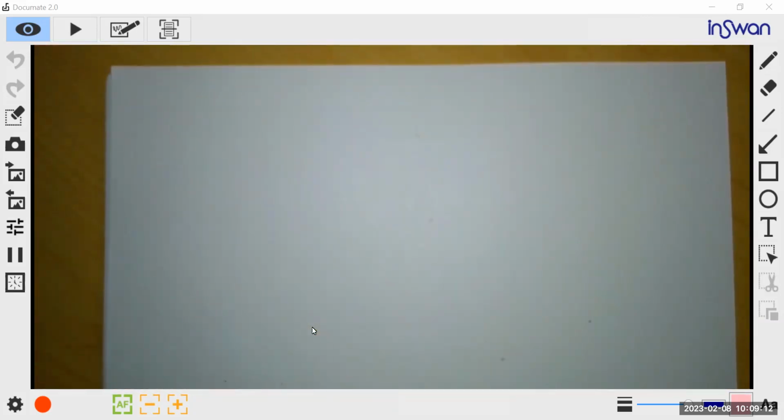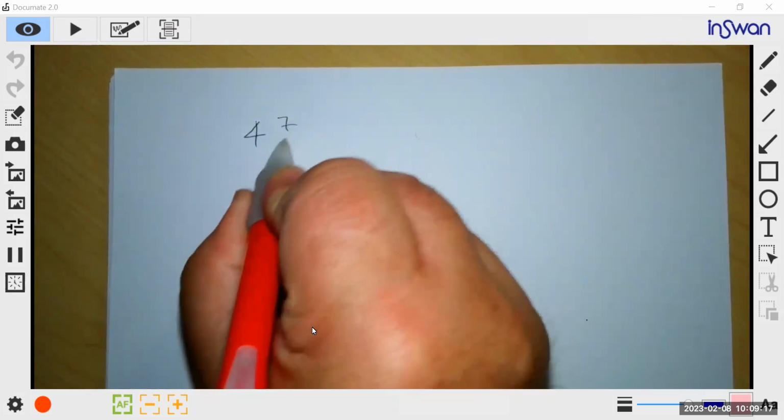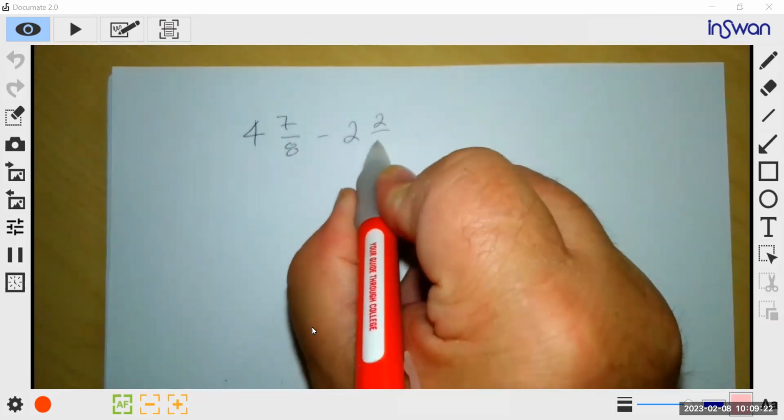Let's look at a subtraction problem. 4 7/8 minus 2 2/3.